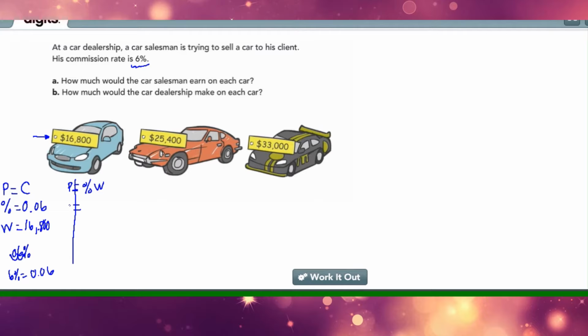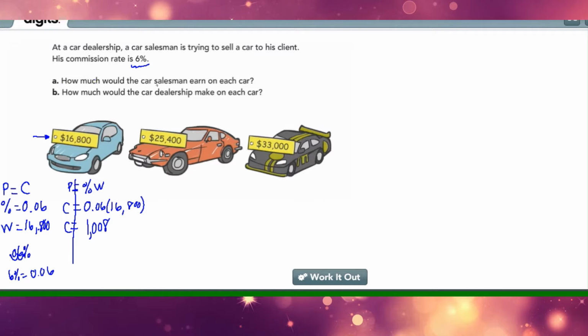Now we can substitute the information into our equation. C equals 0.06 times 16,800. And remember, when you're multiplying decimals, you do not have to line up the decimal points. You just have to line up the digits. So the variable here is already isolated. So all I have to do is get 6% of 16,800, which is $1,008.